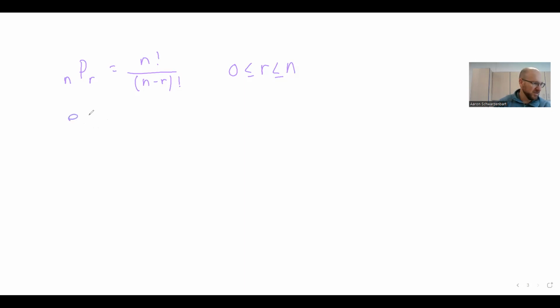So this is example 4. 6P4. This is part A. 6 factorial over 6 minus 4 factorial. I calculated 6 factorial just a little bit ago. 6 minus 4 is 2. 2 factorial is 2. This is 360.